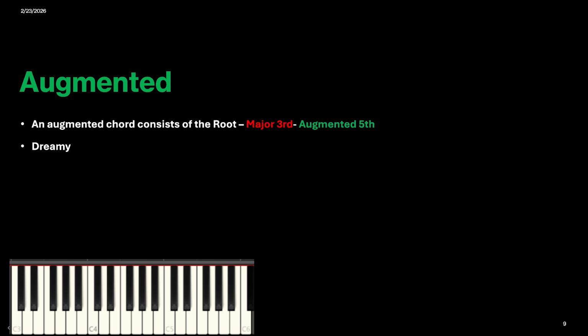Next is the augmented chord. The augmented chord is used probably even less than a diminished chord. I rarely see it, but it does have a use case. The augmented chord consists of the root, major third, and augmented fifth, which is just a raised fifth. If you don't know what any of this means, in my interval video, we go over what an augmented fifth is, a major third, and everything like that. So it has a dreamy tone to it.